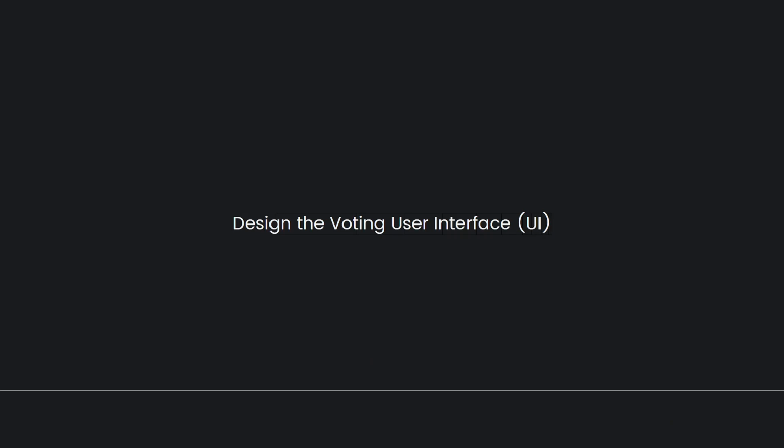First, design the voting user interface. Open Roblox Studio and create a new screen GUI object. This will be the main container for the voting UI. Inside the screen GUI, add buttons or image buttons for each map option players can vote on. You can use text labels to display the map names or images to represent each map. Arrange the buttons in a visually appealing layout so players can easily select their preferred map.